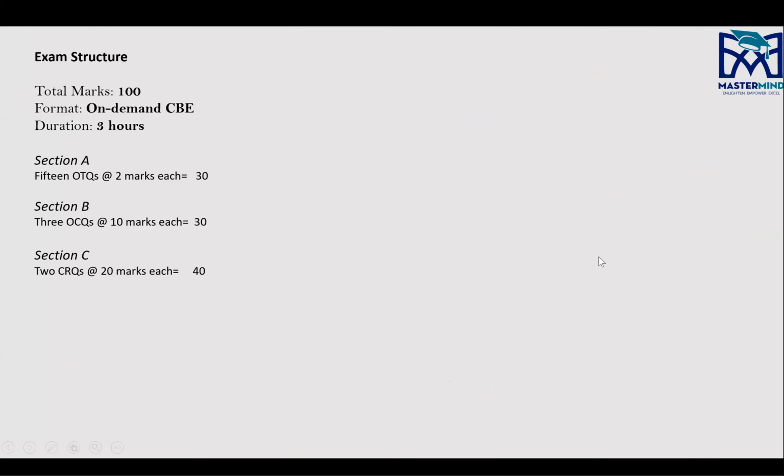Weakest area will get tested for sure. Interpretation of financial statements gets tested all the time. It could get tested in section A and B as well. But section C is the most favorite area because these are long questions. This is the most favorite area of the examiner to test, interpretation of financial statements. Okay, the exam structure, let's break it down and then I'll explain further.